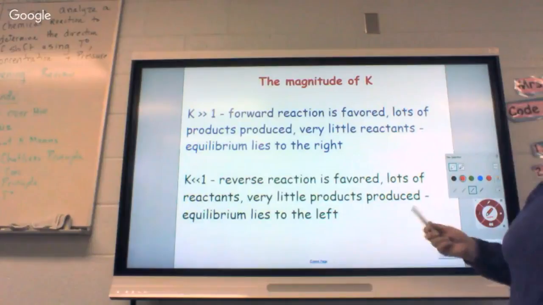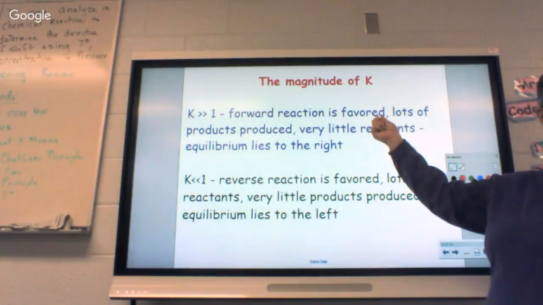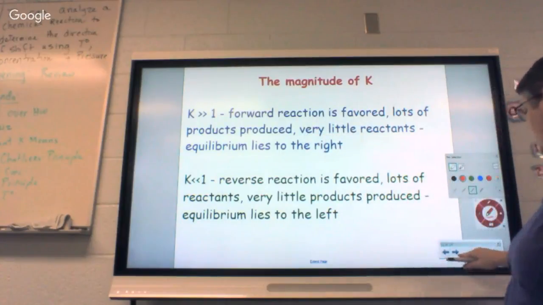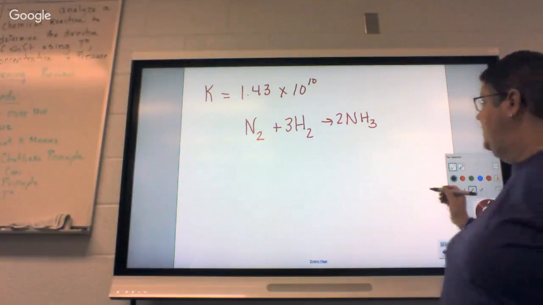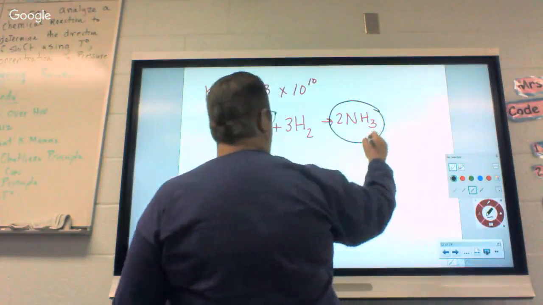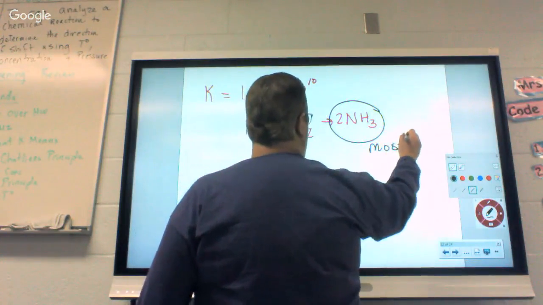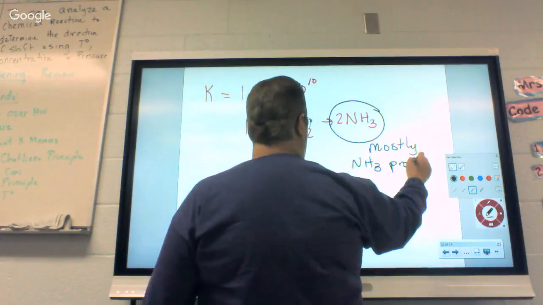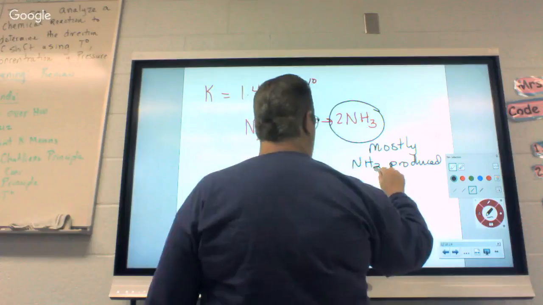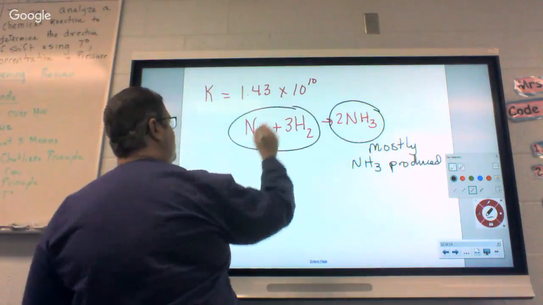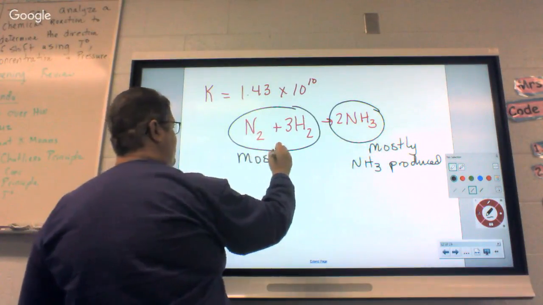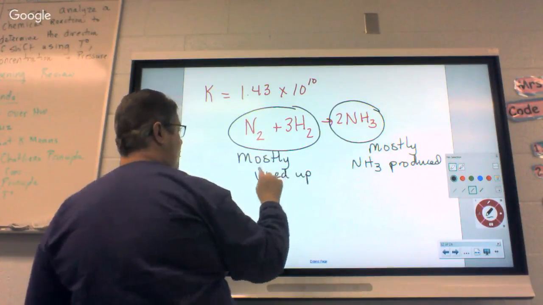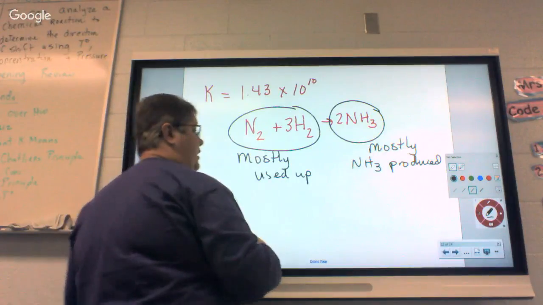So, if it's much bigger than 1, it means the forward reaction is favored, or lots of products are produced. So, if I come back over here, okay, that means I have mostly NH3 produced, and this is mostly used up. There might be a little left, but it's mostly used up.